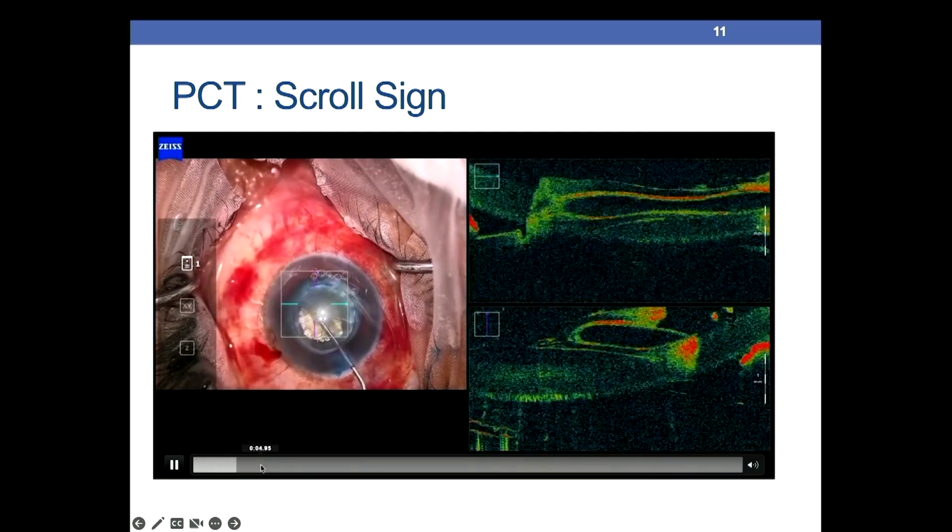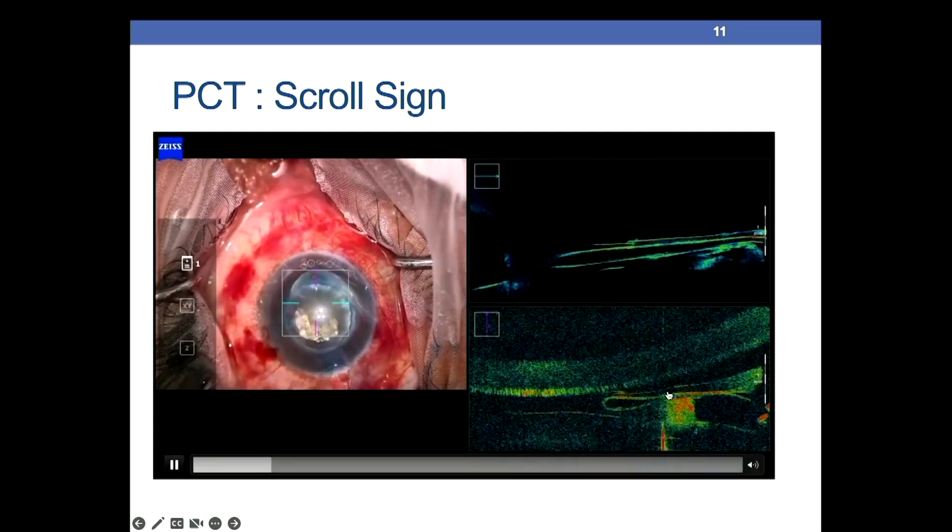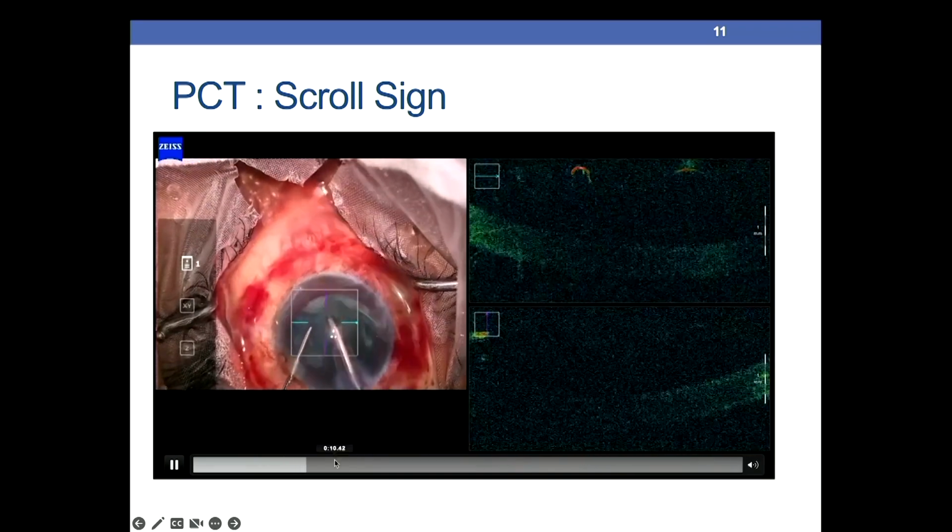Now, this was a case where a flap had been done, and notice how the capsule of the flap gets doubled on itself.